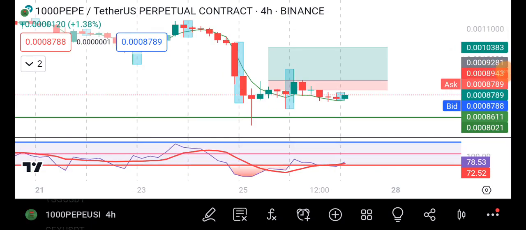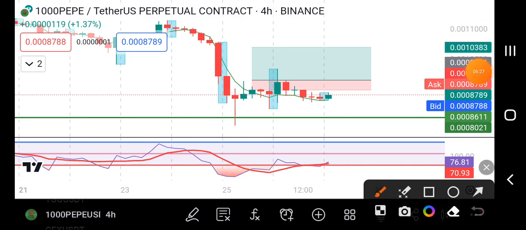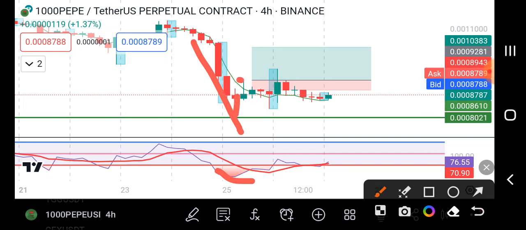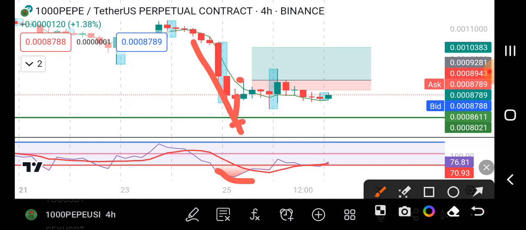Now we're on 1000 PPE. Let me explain to you other things you need to see, as we have discussed that we need to be doing it from outside like this. Now you can see we cannot enter, and yet this blue line is not even crossing. Yet we are seeing a bullish candle. It's a trap.